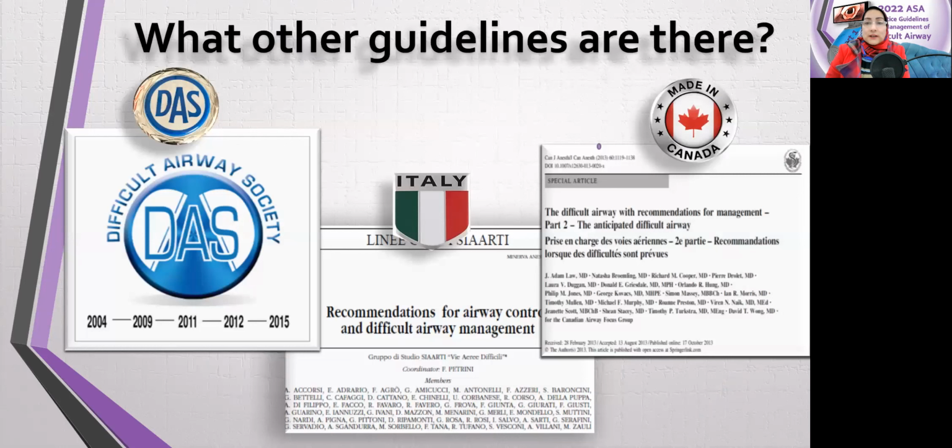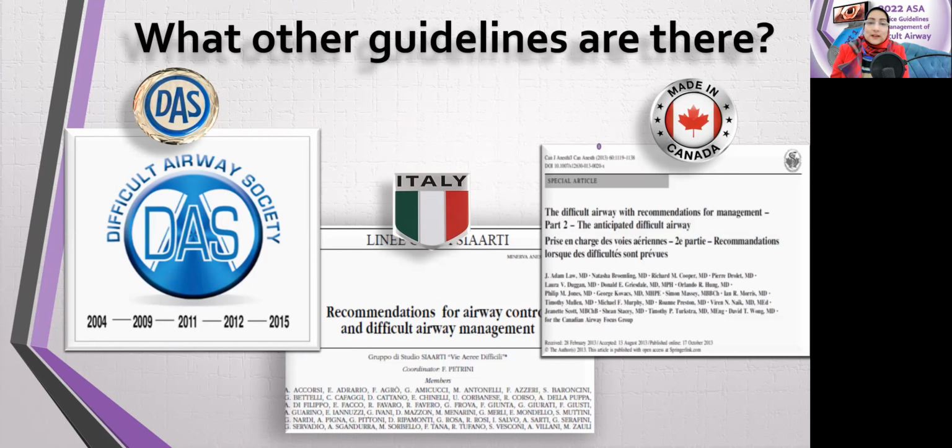So is there any other guideline for airway management? Yes, there are a lot of guidelines. The DAS, which is the Difficult Airway Society guideline, first was in 2004, then 2009, 2011, 2012, and the last was in 2015, which I like. It's very simple and easy. Also, there is an Italian guideline and Canadian airway management guidelines.